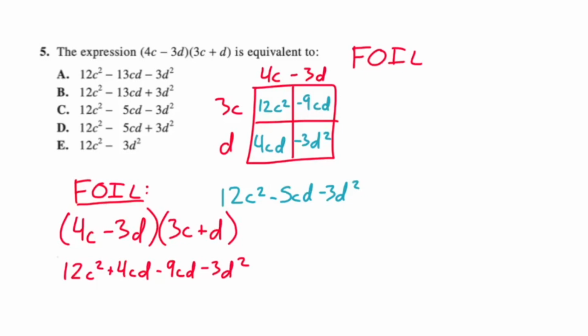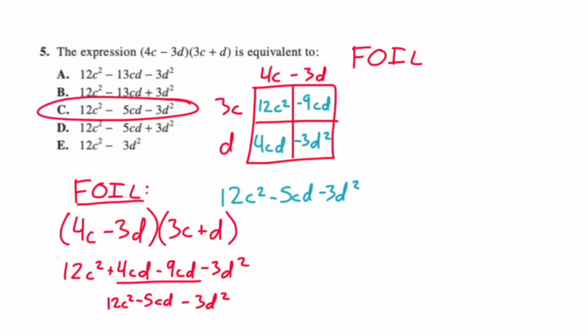And just like in the last method, we have to combine like terms, so 4cd minus 9cd is negative 5cd. We also have minus 3d squared and 12c squared. So again, you can see the answer is C. In this problem, we multiplied 2 binomials together, and the ACT classifies that as just algebra.